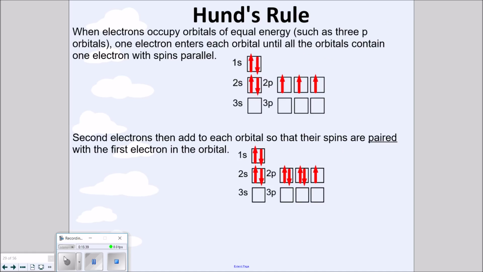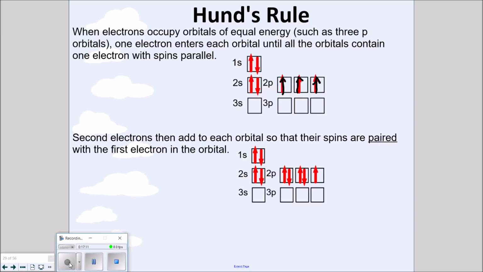Our third is Hund's rule. It states that when electrons occupy orbitals of equal energy, such as 3p orbitals, 1 electron enters each orbital until all of the orbitals contain 1 electron with spins parallel. Basically, according to Hund's rule, electrons prefer to be in their own orbital. Therefore, if we have 2p3, the first electron is going to go here, the second electron is going to occupy its own orbital, and the third electron will occupy its own orbital.